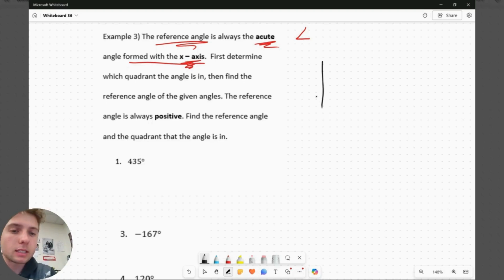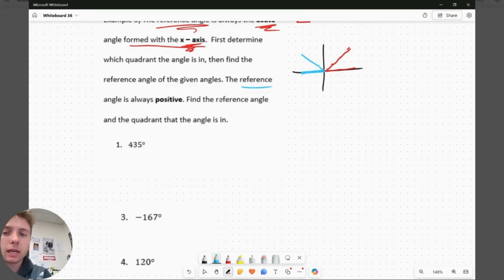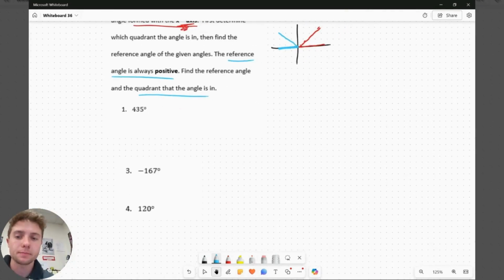So in this case, it does not matter if my angle starts on this right side of the x-axis, because if I had an angle that was over here, I need it to be an acute angle. So it needs to connect to the x-axis that is closest to it, so it is below 90 degrees. The red angle and a blue angle would be an example of reference angles. Realize your reference angle is always positive, and then you always mention the quadrant it is in as well, because that just gives you all the information to know where it is at.